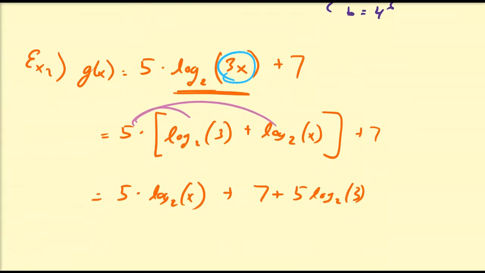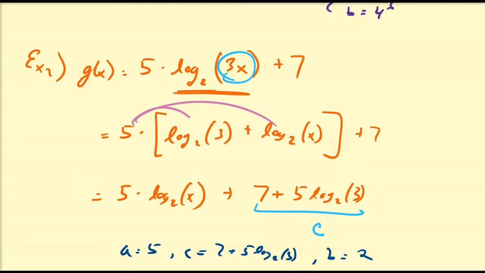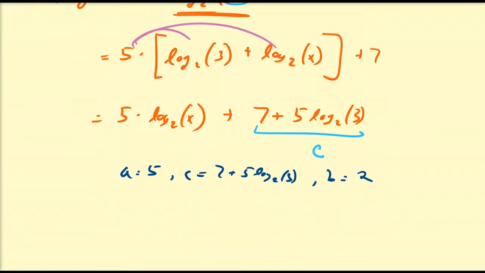Now keep in mind that this expression at the end is just a constant. Therefore we have that a is equal to 5, c is equal to 7 plus 5 log base 2 of 3, and the base of this logarithmic expression is 2. And again, this transformation is sometimes useful to reorganize or restructure a logarithmic or exponential function for analysis, depending on the application.